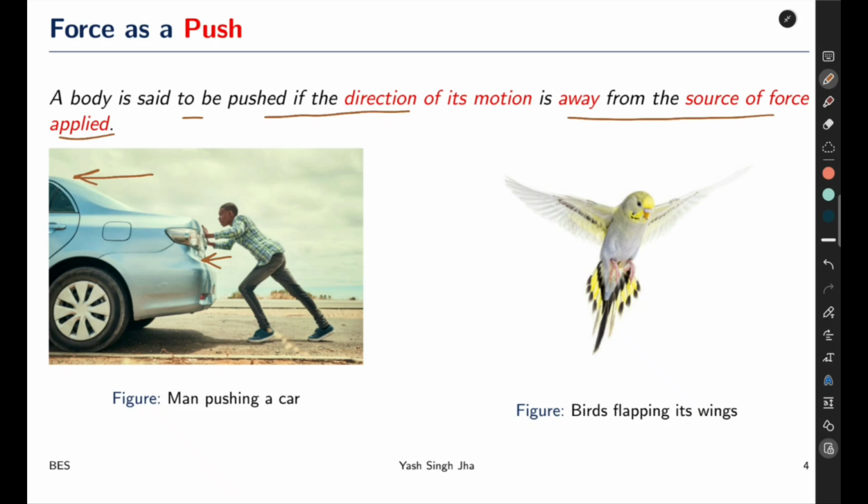This is an example of force as a push. Second, when the bird flaps its wings up and down, what happens? The wings push the air below it, and as a result, the bird flies.